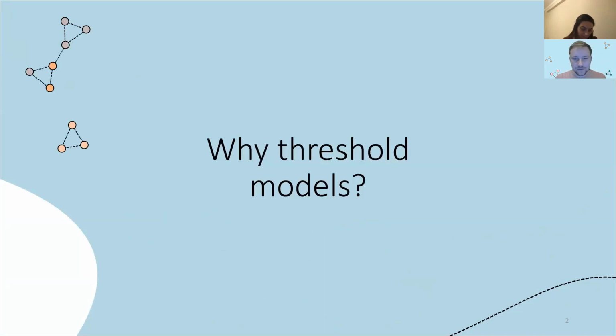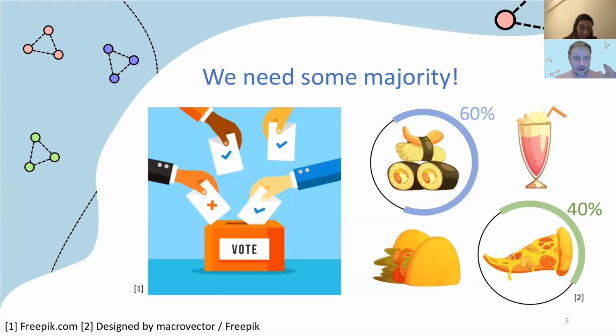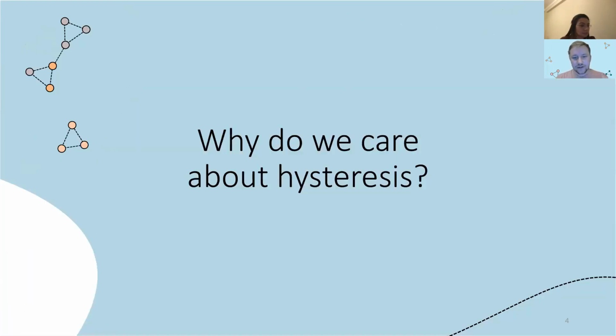First one, why threshold models? I think each of you here can think about real life situations in which we need to have some majority to make decisions, like voting or choosing food with your friends for today's evening or something like that. And the second question is, why do we care about hysteresis? Why do we want to search for this hysteresis with models?